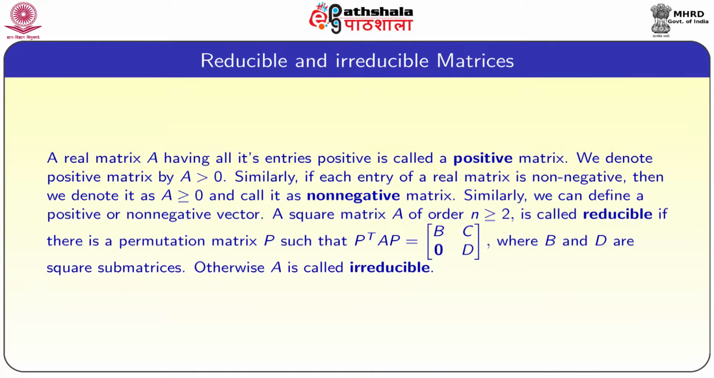A square matrix A of order n greater than or equal to 2 is called irreducible if there is no permutation matrix P such that P transpose AP is equal to the block matrix B, C, 0, D, where 0 is the zero matrix of suitable size and where B and D are square submatrices. If you cannot express it like this, then A is called an irreducible matrix.